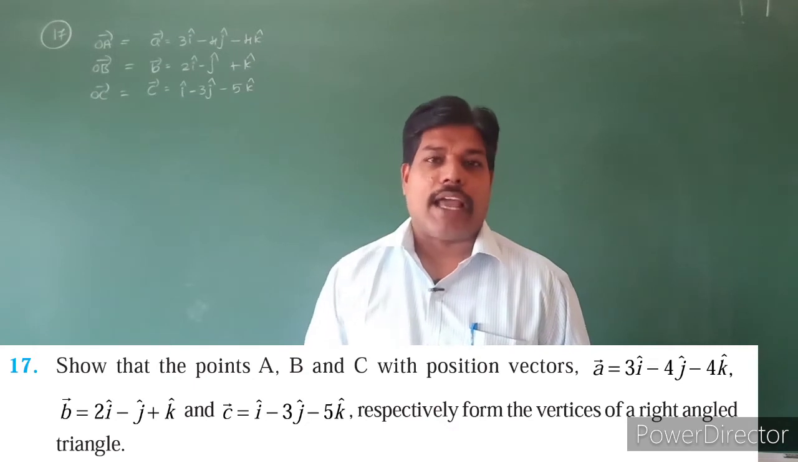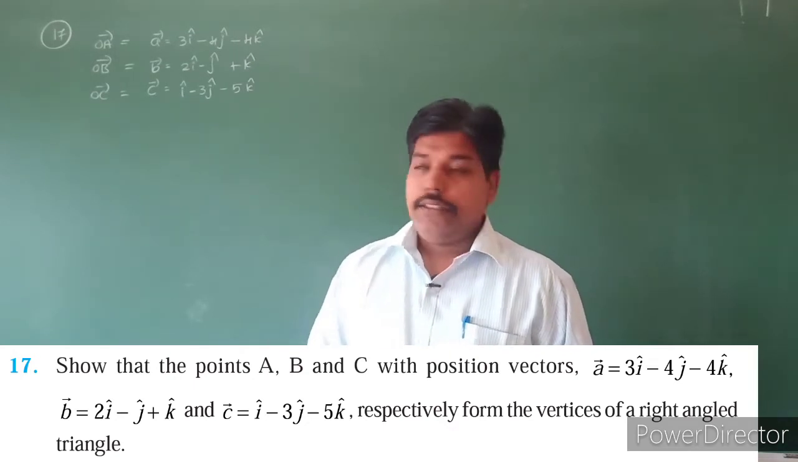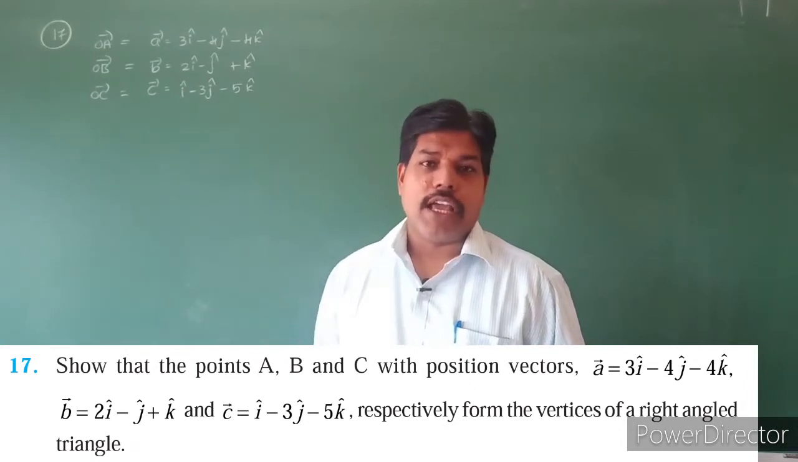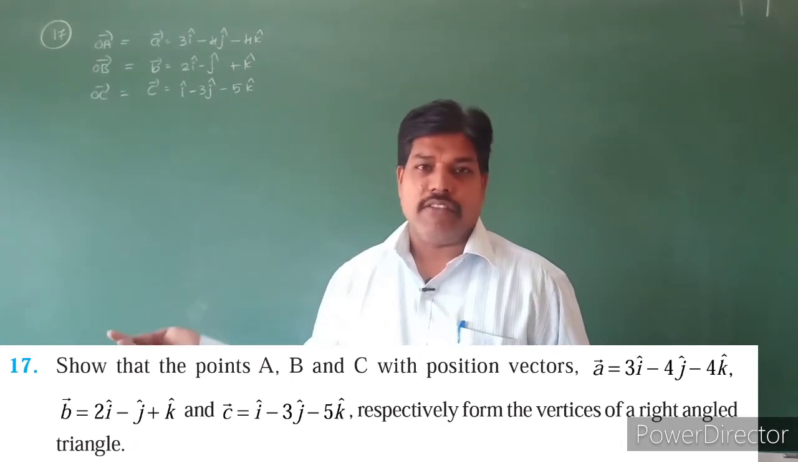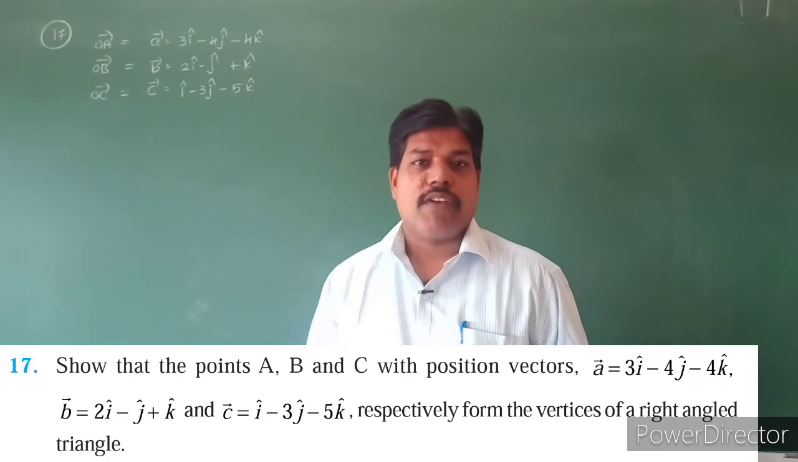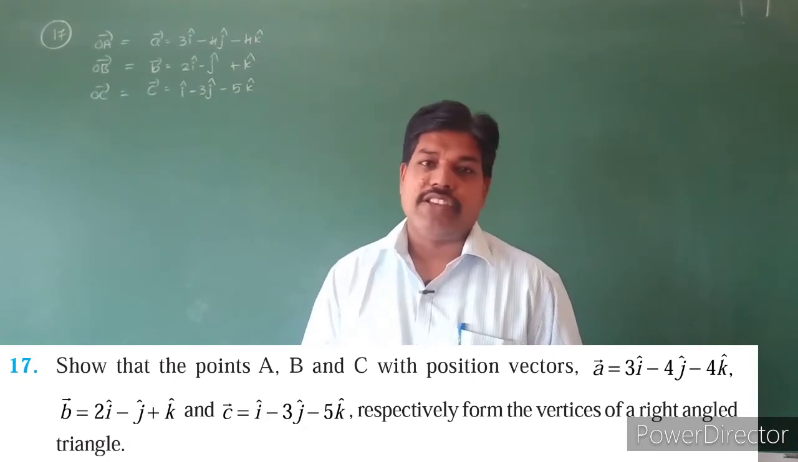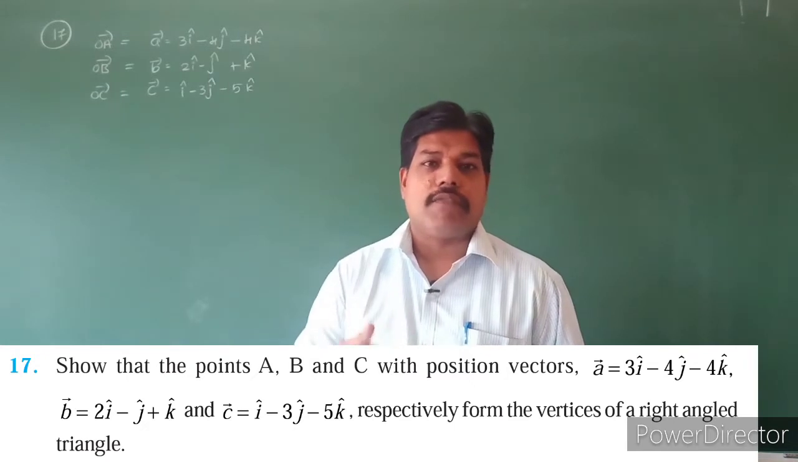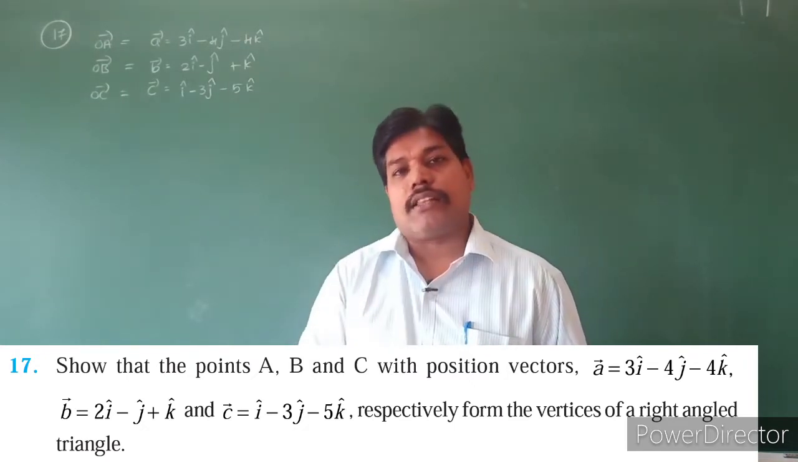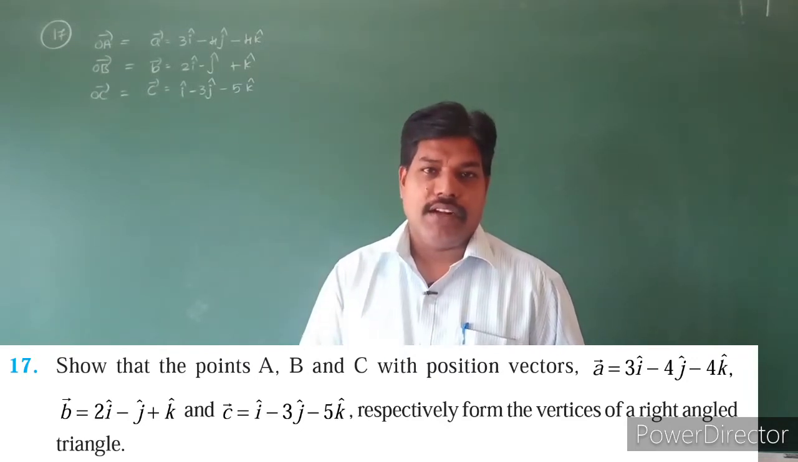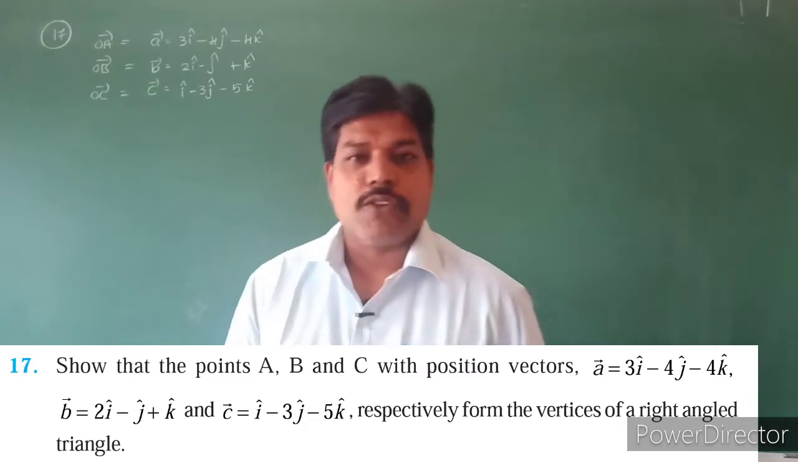So first you have to calculate the sides AB, BC, CA. Then calculate mod AB, mod BC, mod CA. Then calculate mod AB square, mod BC square, mod CA square. Then identify the relation between these three. If the sum of the squares of two sides is equal to the square of the third side, then we can declare that the given points form a right angle triangle. Okay, so see that question, students.